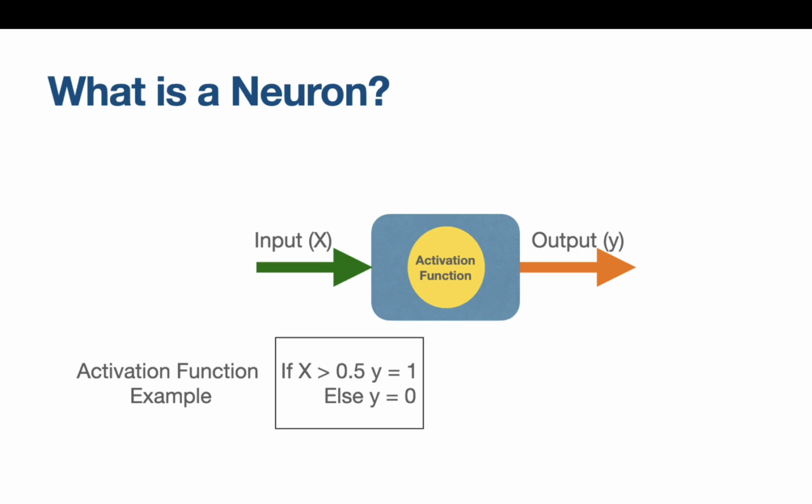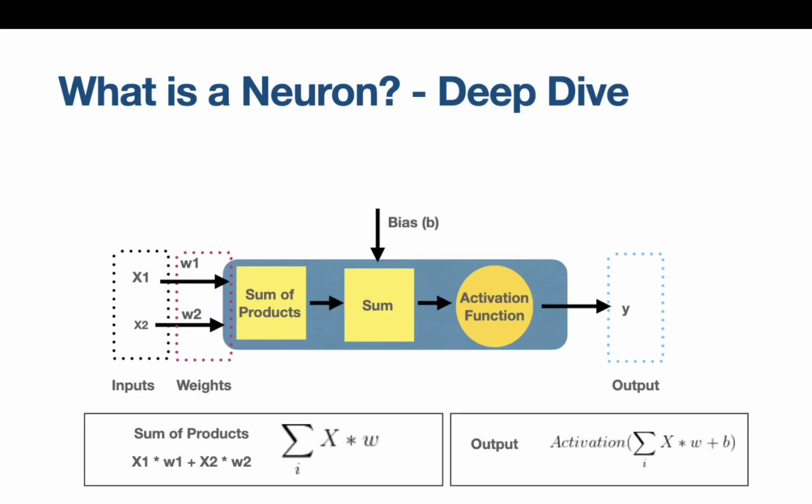Now let us deep dive into a neuron a bit more. Let us say we have multiple inputs to a neuron. As shown here, we have inputs x1 and x2. And each input line has a weight. x1 is associated with a weight w1, x2 is associated with a weight w2. Now we first compute the sum of the products. For example, we find x1 multiplied by w1 and x2 multiplied by w2 and we sum it up.